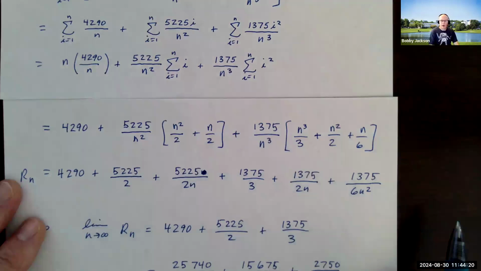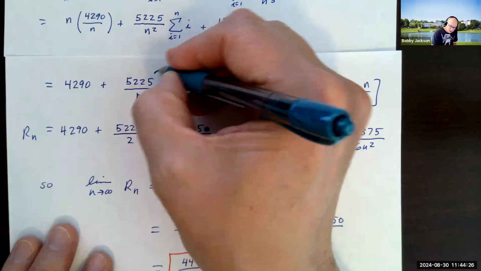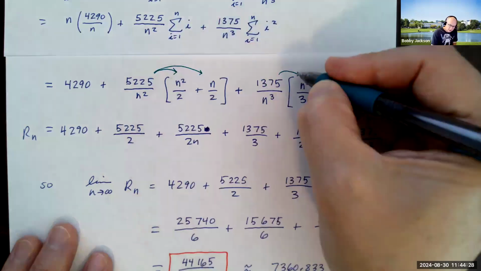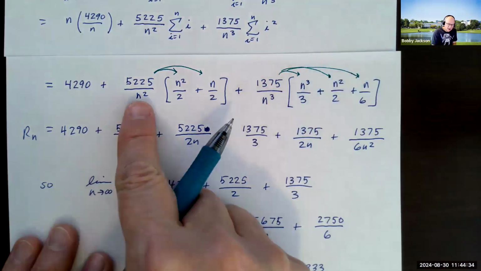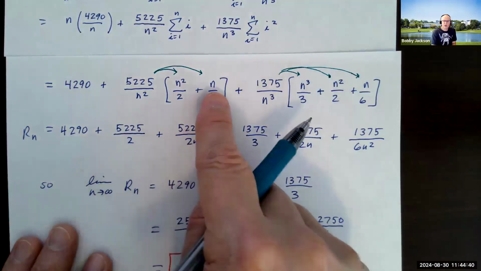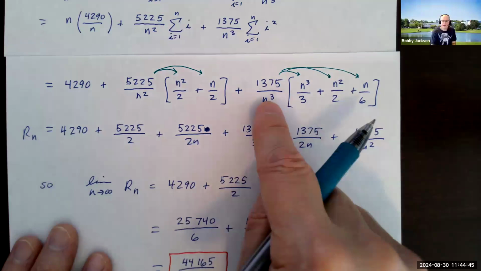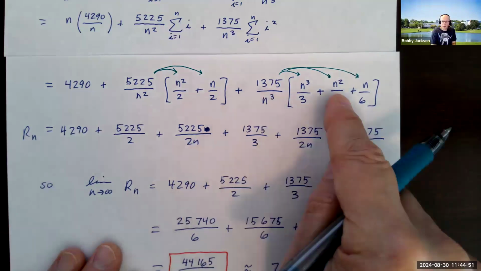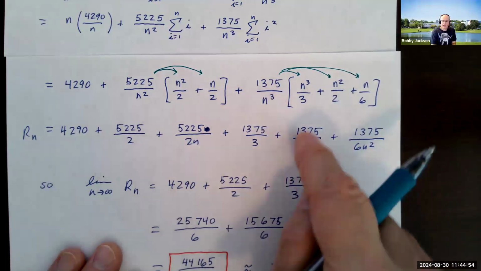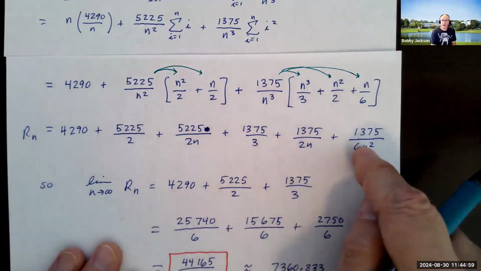So then we will now do what? Another distribution, right? Distribute here, and simplify those corresponding fractions. So here, notice the n squareds will cancel. I'll just get 5,005 over 2. Here, one of the n's will cancel, so I'll have a 2n down there, 5225 in the top. Multiplying these two, the n cubes cancel, and I get 1375 divided by 3. And then here, times here, 1 n will be left in the denominator. I'll get 1375 over 2n. And then here, n times n squared, I'll have n squared in the bottom, 1365 over 6n squared.